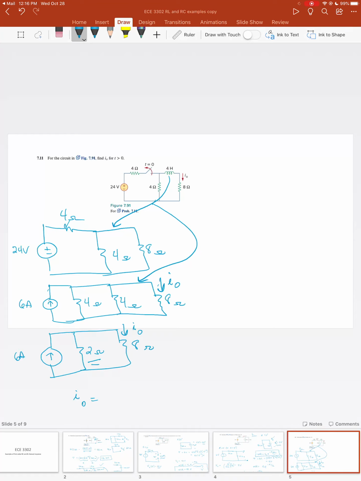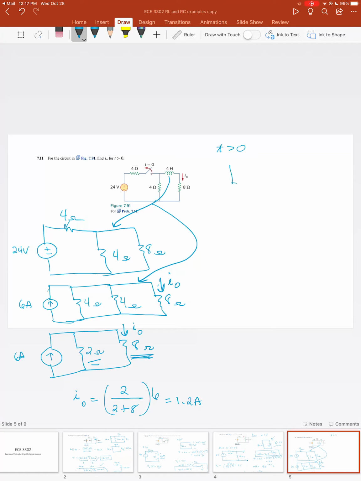And then here's my 8 ohms. Here's my I0. So using current divider, I0 is the other resistor, 2, over the sum, 2 plus 8, times 6. So it is 0.2 times 6, or 1.2 amps. And that makes sense because we would expect the lower amount of the 6 amps to go through the 8 ohms because it's a bigger resistor. Okay, so our initial condition on the current is 1.2 amps.